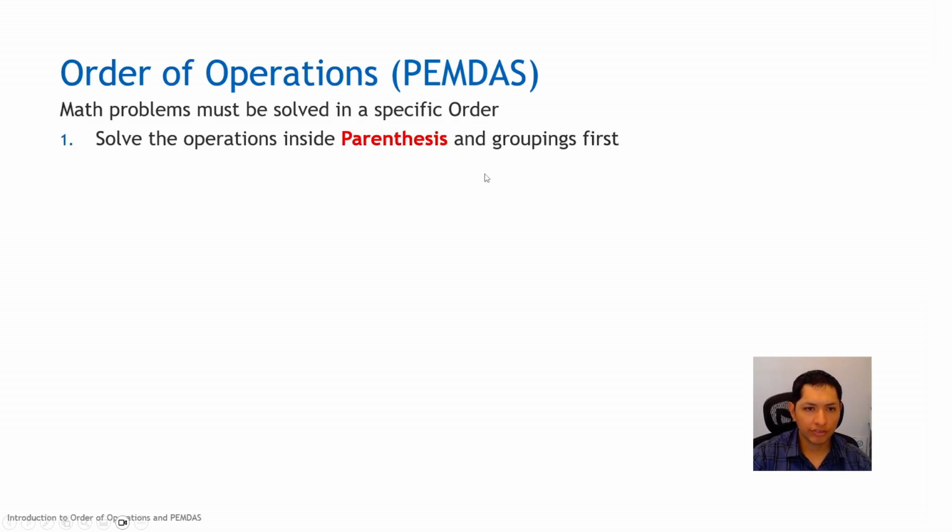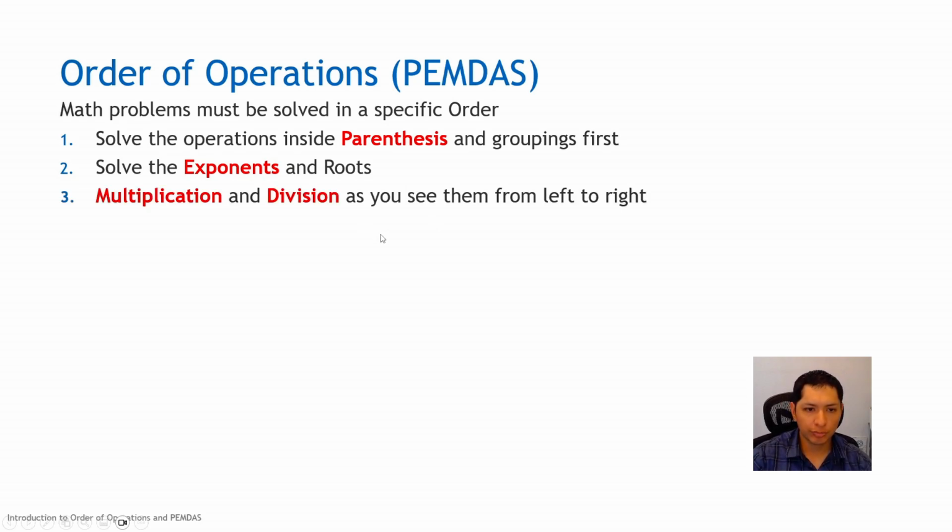First, you will solve the operations inside parentheses and groupings first. Groupings refers to operations that are occurring inside a group that may not be highlighted with parentheses. They may be shown with square brackets and curly brackets. Second, you will solve the exponents and roots.